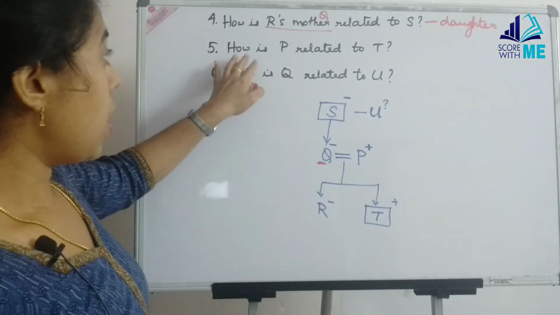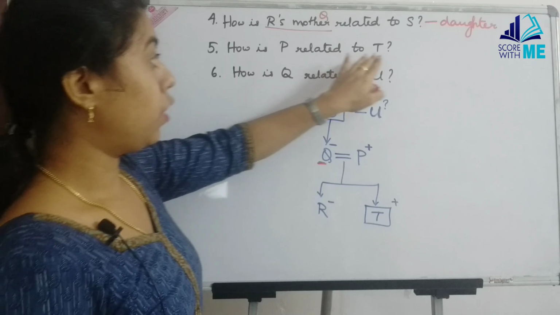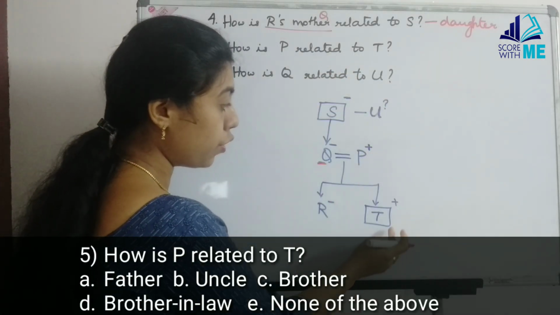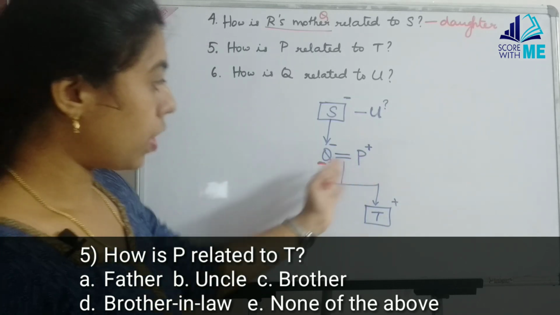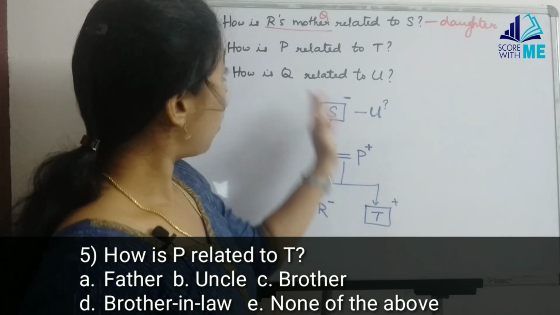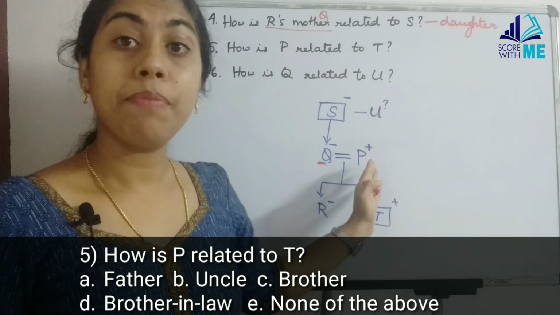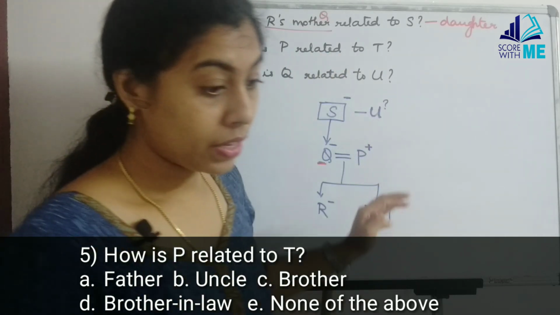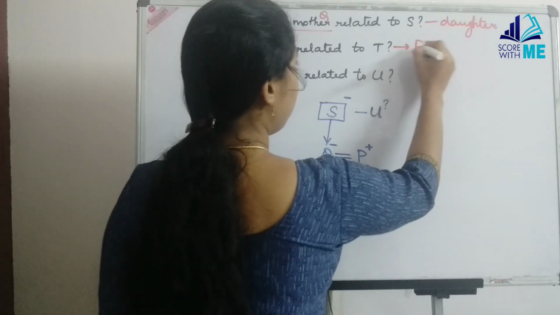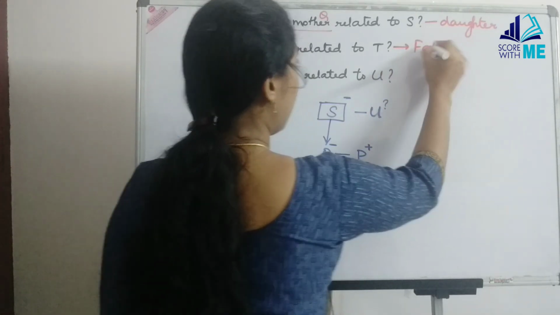Second question. How is P related to T? P and Q are husband and wife, and T is their son. So how is P related to T? P is the father of T. Direct question, P is the father of T.